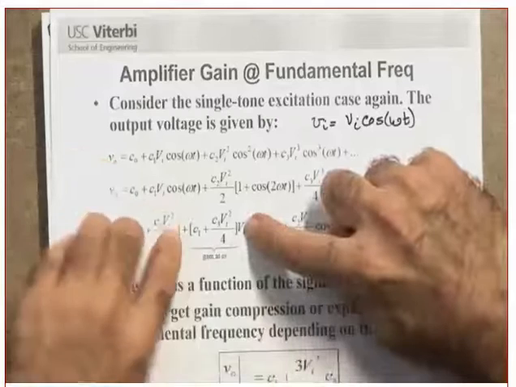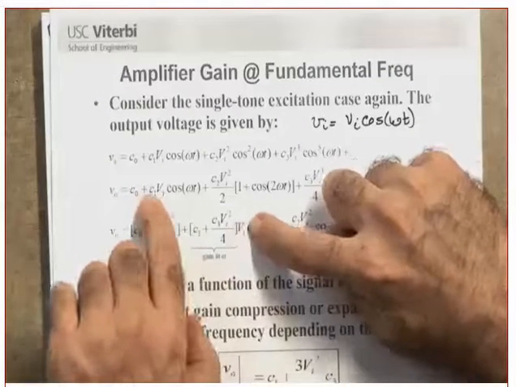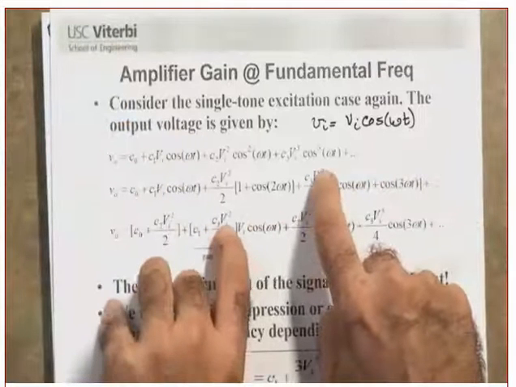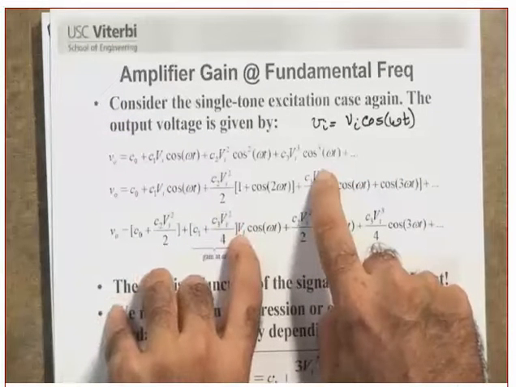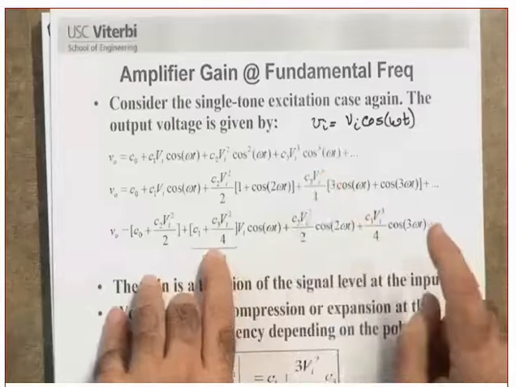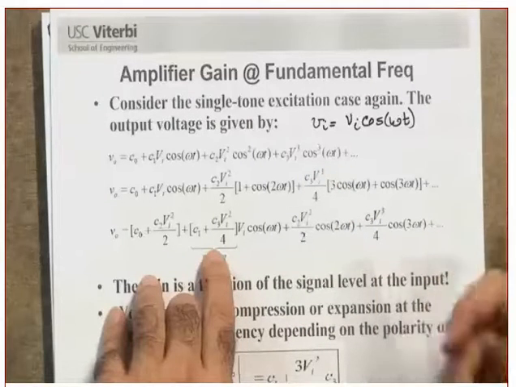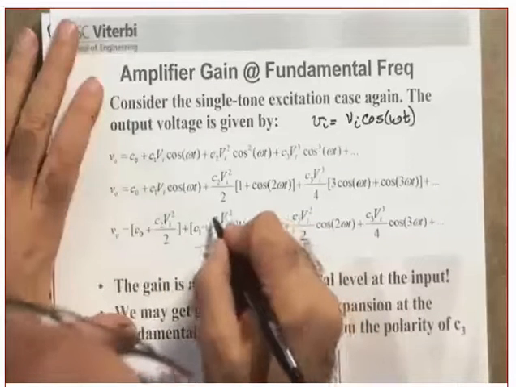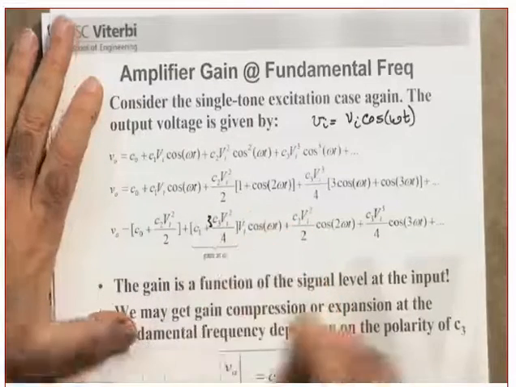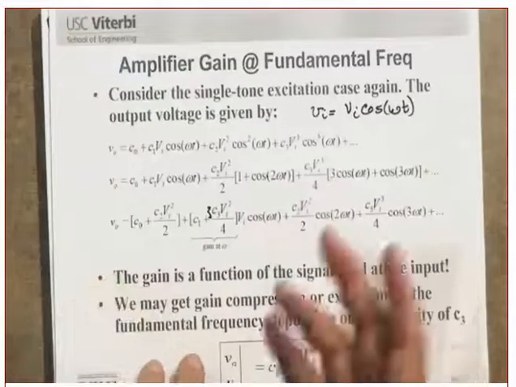Did you see where this came from? What is the first term? One more time: C1 VI, which is this term. And the second term is C3 VI, with a square here and VI here, divided by 4. Clear? Sorry, there is a 3 missing here. Corrected, please. That 3 is from this term. Clear so far or not?